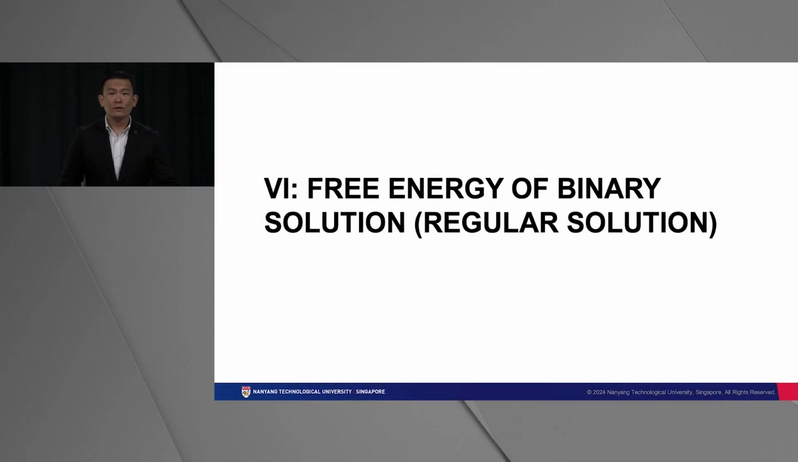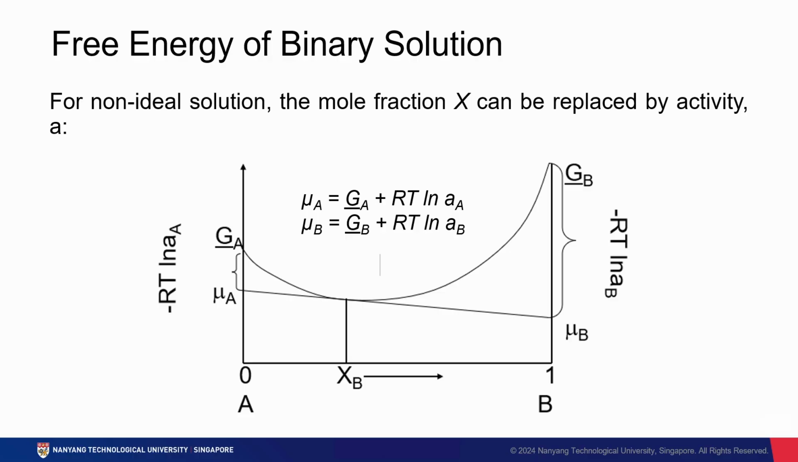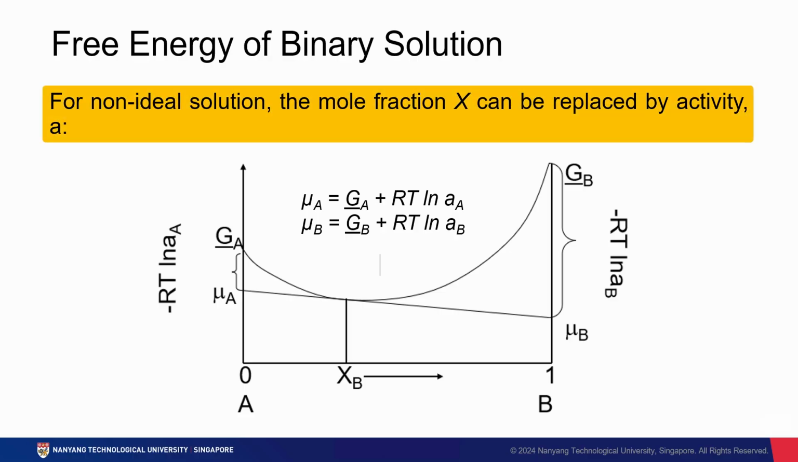So now let's explore the relationship of free energy in non-ideal solutions, whereby bonds between A and B are different from AA bonds and BB bonds. For a non-ideal solution, the mole fraction X can be replaced by activity A. What exactly is a non-ideal solution?